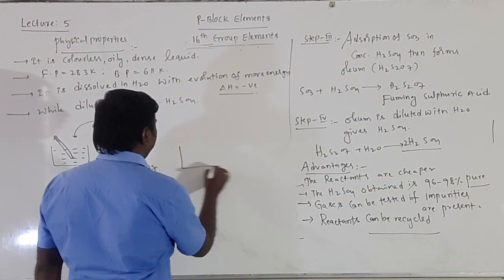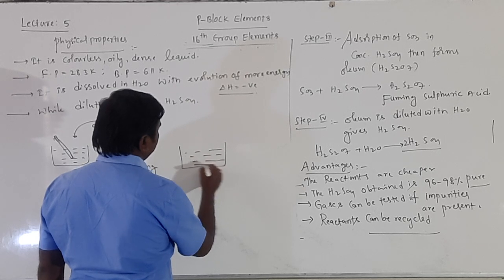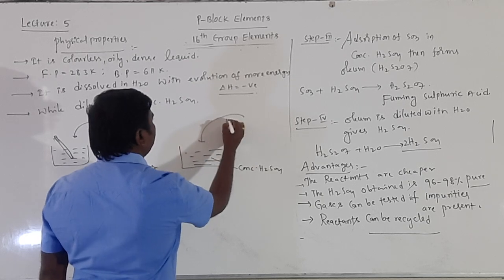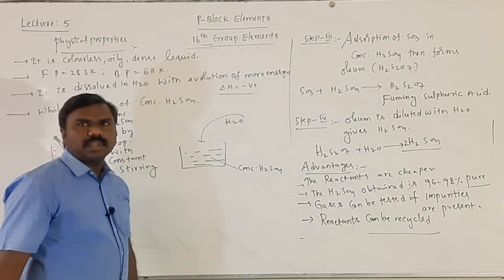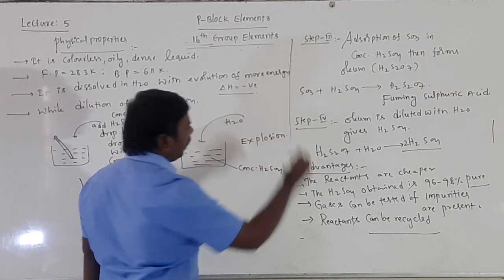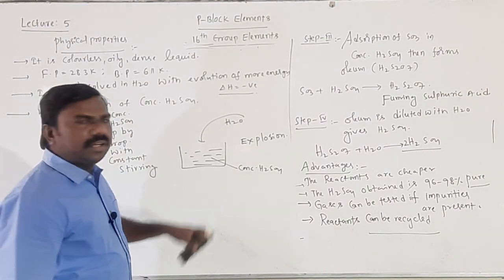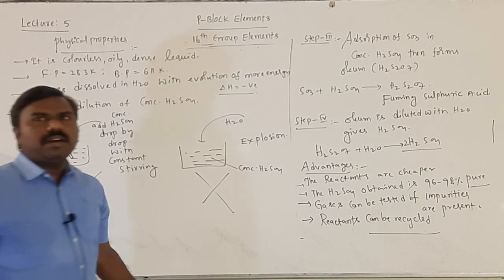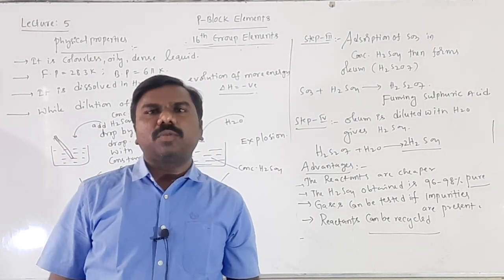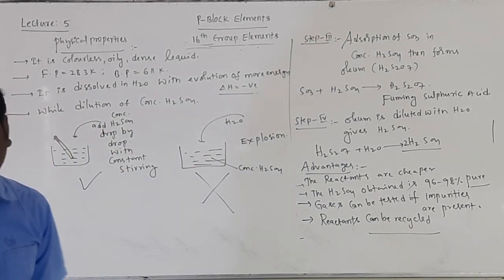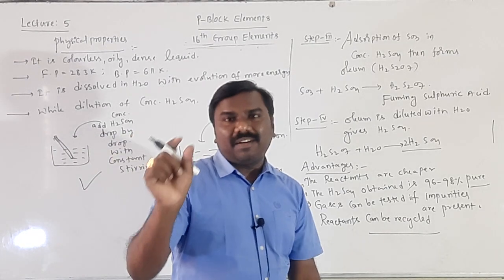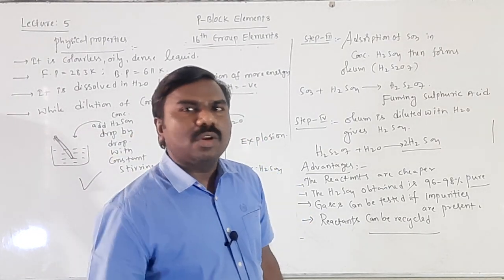Next one, if you take concentrated H2SO4 and add water, then it leads to explosion. Very high energy will be liberated. Don't dilute in this way. Dilute H2SO4 by the addition of H2SO4 to water, not water to H2SO4. Very, very important. So the viscosity, especially thickness, is very high, oily, dense, and it is low volatile.